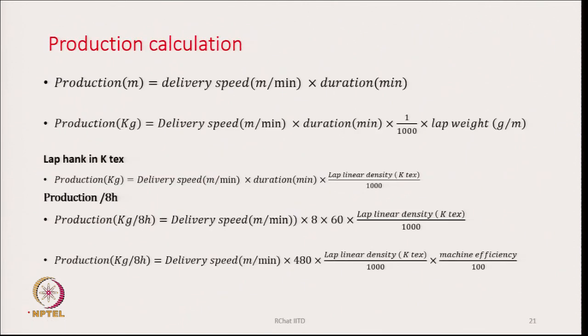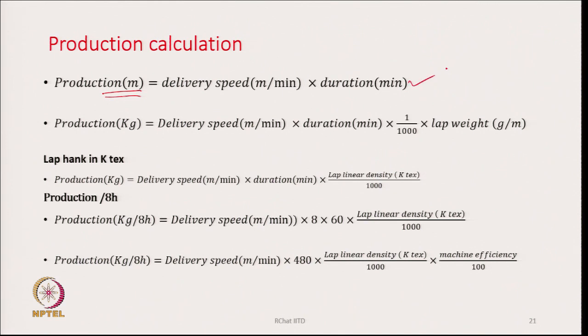We will now do the production calculation of the machine, of the scratcher. Production is always delivery speed into duration, where the production is in terms of meters. What is the delivery speed in meters per minute multiplied by the duration over which we want to know the length being delivered? So, this is the formula, very simple, straightforward.